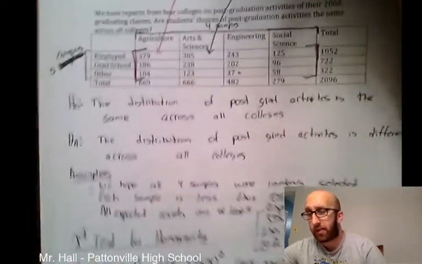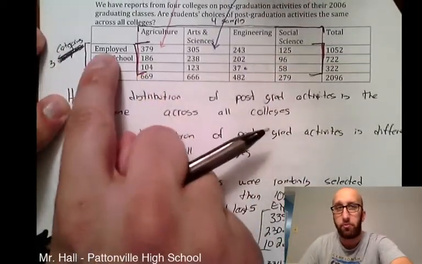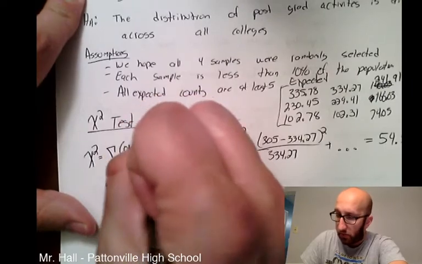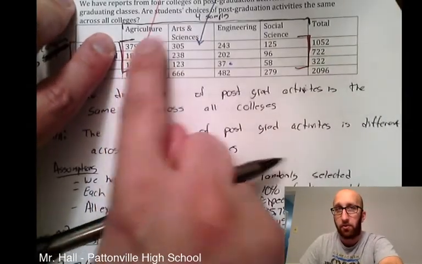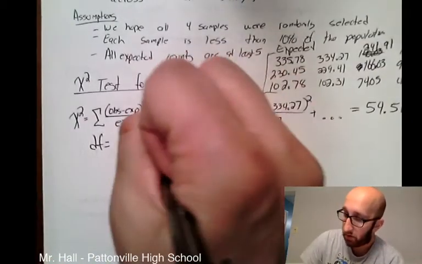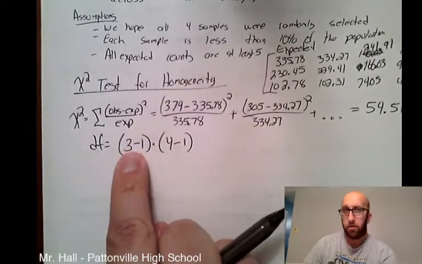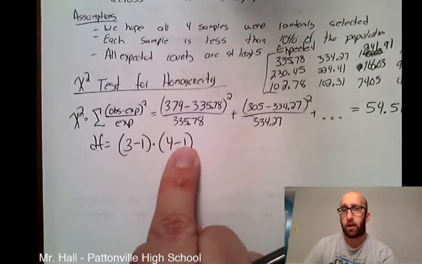which what we're going to take is the number of rows, which is 1, 2, 3 rows, and subtract 1. So we're going to take 3 minus 1 and multiply it by the number of columns minus 1. So 1, 2, 3, 4 columns minus 1. So the number of rows, subtract 1. The number of columns, subtract 1.